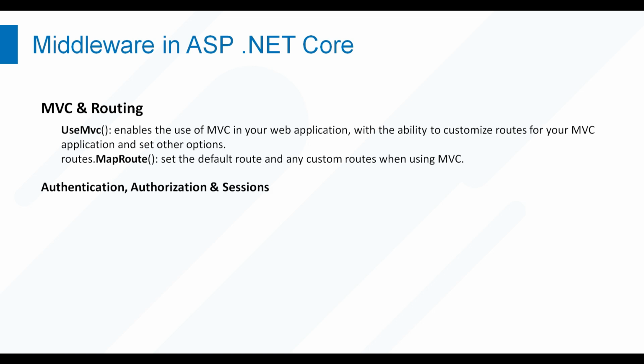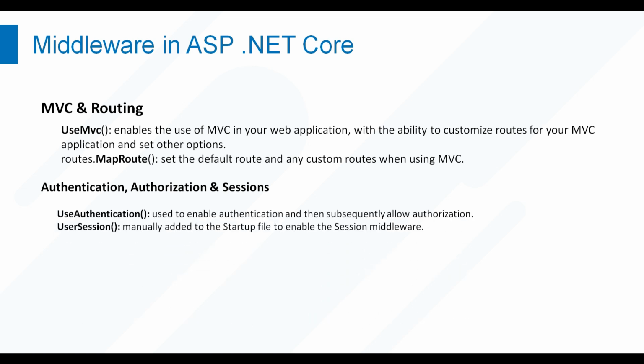Then authentication, authorization and session. These have two methods, UseAuthentication and UseSession. UseAuthentication is basically used to enable authentication and then subsequently allow authorization. Then UseSession is manually added in the startup file to enable the session middleware. So in this video we discussed all the possibilities of middleware in ASP.NET Core.